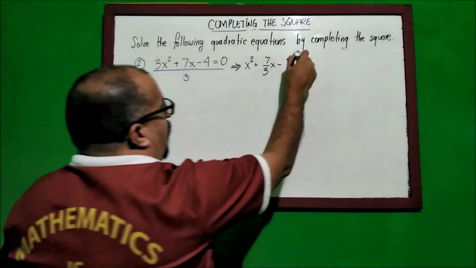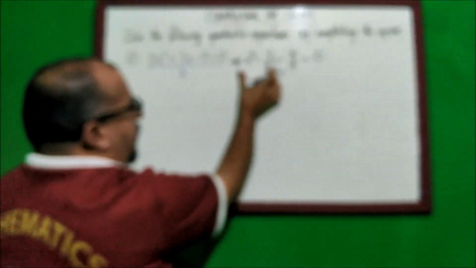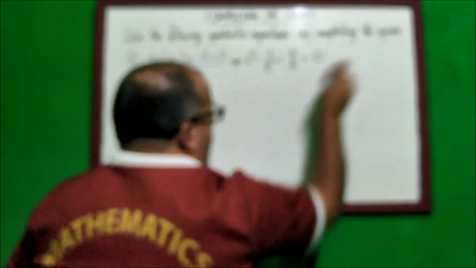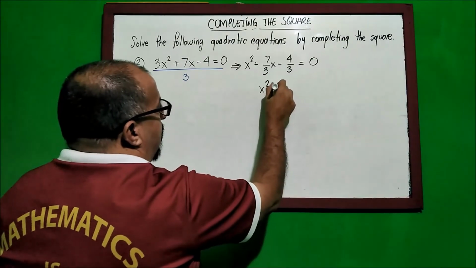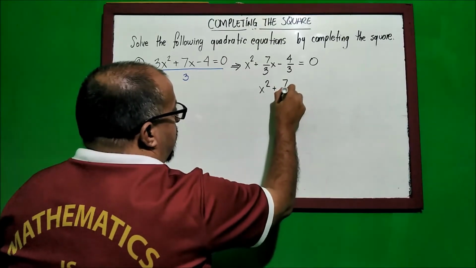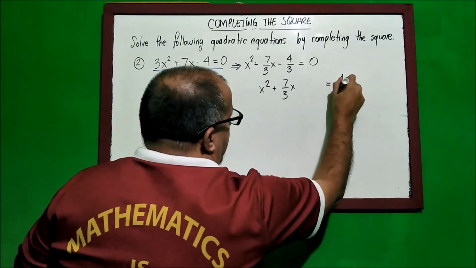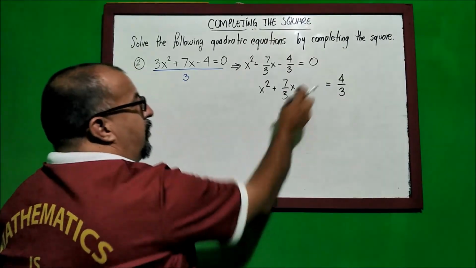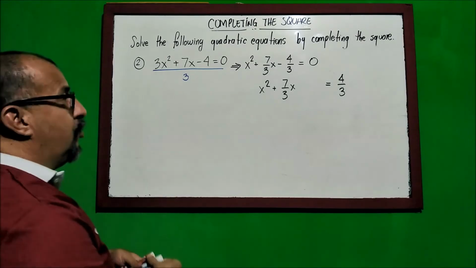And if you remember, what we're going to do is leave this expression with the variables on one side and the constant term on the other side. So we're going to have x squared plus 7/3 of x equal to positive 4/3. Why am I leaving this space in here? To do the process of completing the square. So what are we going to do in here?